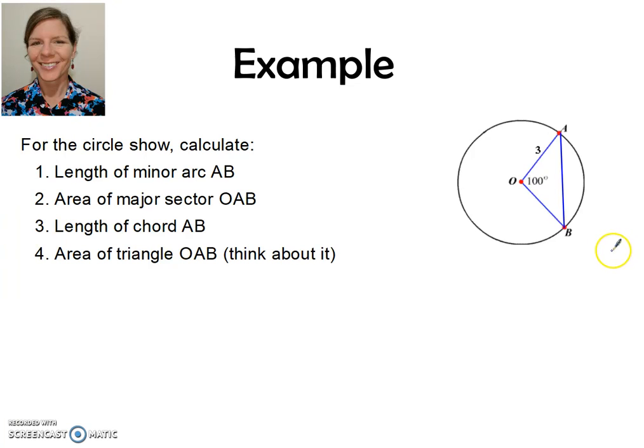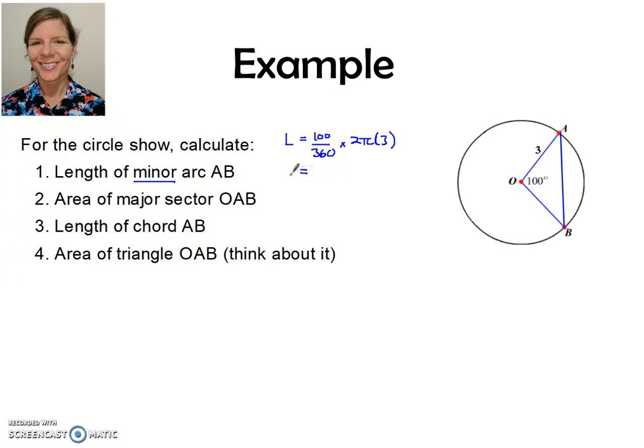Okay, so let's have a look at an example that kind of does a bit of everything. First thing we want is the length of the minor arc AB. Okay, so remember to read that. So minor is over here, AB subtended by 100. So the arc length is going to be 100 on 360 times 2 pi, and the radius is 3.